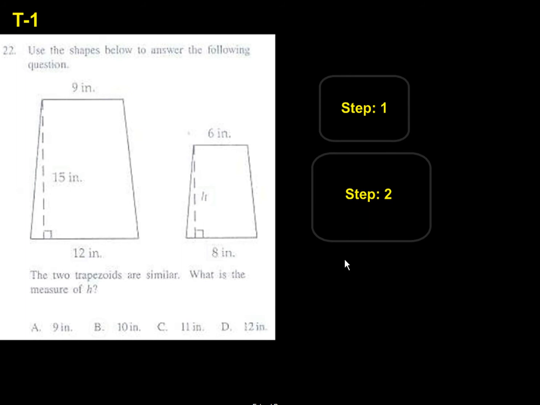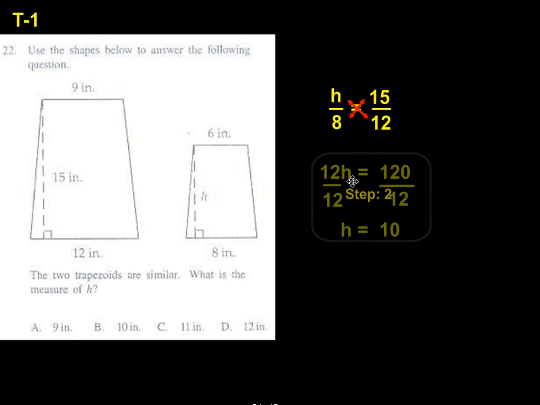Number 22, use the shapes below to answer the following questions. So it says the two trapezoids are similar. What is the measure of h? So we're looking for the height of this line. So we start off by putting the height over this, and since I have these two corresponding sides over here, and 15, the height, over the bottom 12. Cross multiply, and I get 12h equals 120. Divide by 12 on both sides, I get h equals 10.